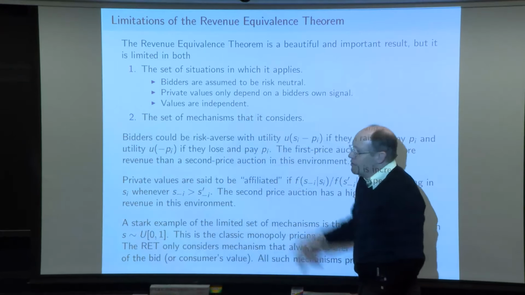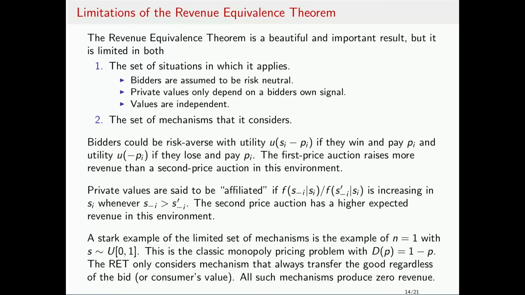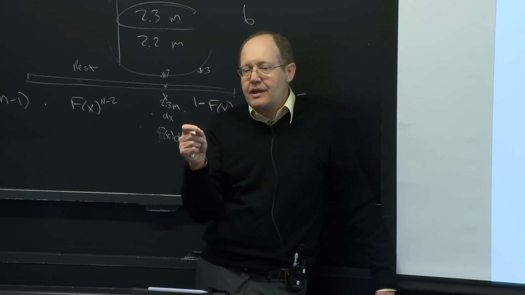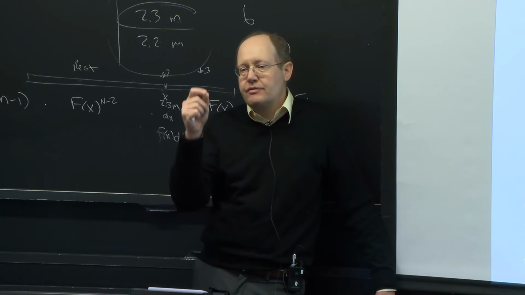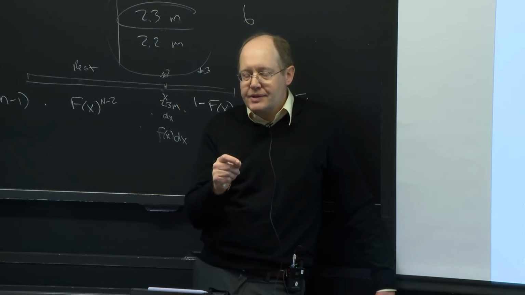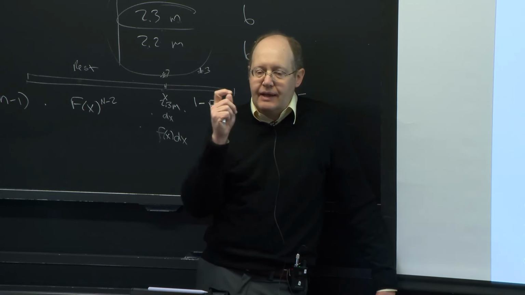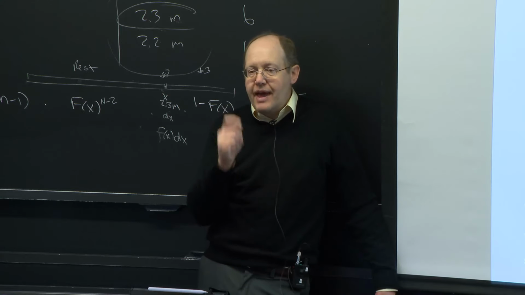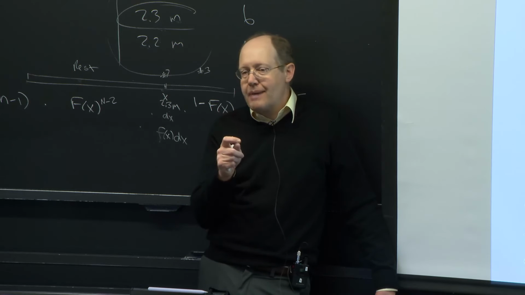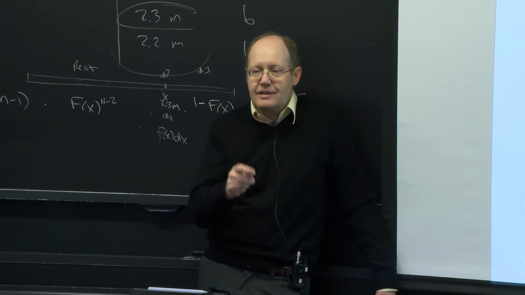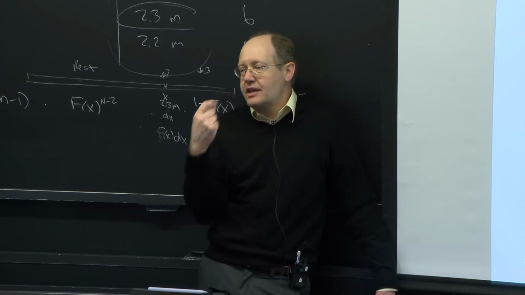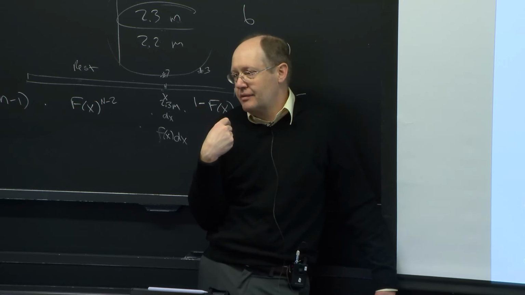Third one, values are independent. Even if I was having a hard time, I also have a hard time thinking of cases where the signals are actually going to be independent. It could be that I know exactly how much I like this bottle of wine. I just have a valuation for it. I'm bidding for this value of wine against somebody else. But in practice, if somebody else looked at that bottle of wine and they like it a lot, they probably know something about how good it is. If the wine actually tastes good, their signal is going to tell me something about how much I'm going to enjoy that bottle of wine.